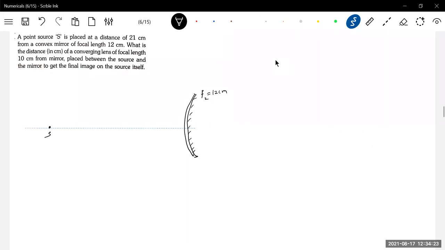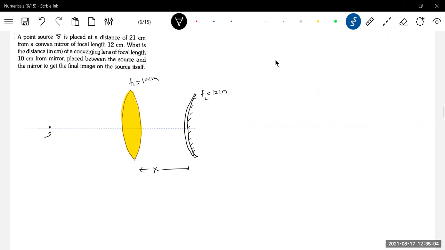What is the distance of converging lens? Converging lens means it should be like a convex lens only. Yeah, I brought it. From the mirror, we don't know this. So focal length of this, to get the final image on the source itself again.